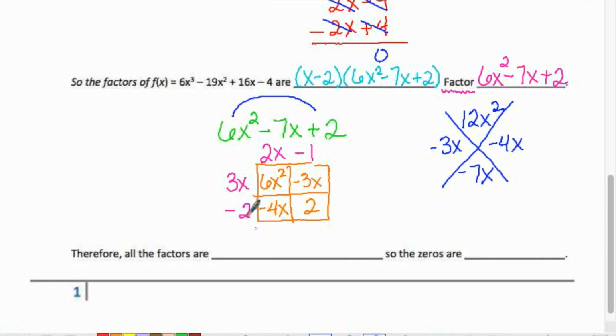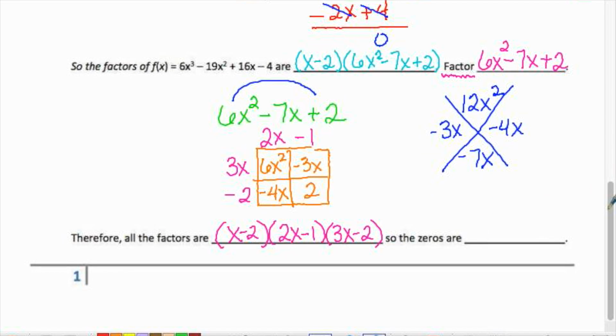So all the factors of this polynomial we started with are x minus 2, that was the one we were given, and then the two factors we just came up with, 2x minus 1 and 3x minus 2. So then what are the zeros? Well, we would take each one of those factors, set them equal to 0, and solve for x. So if this is equal to 0, then x would equal 2. Here, if 2x minus 1 was equal to 0, we would add the 1, divide by the 2, so we would have 1/2.